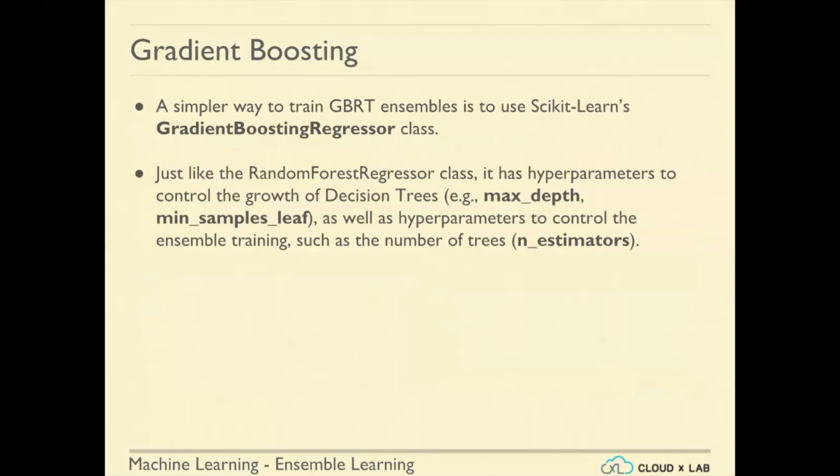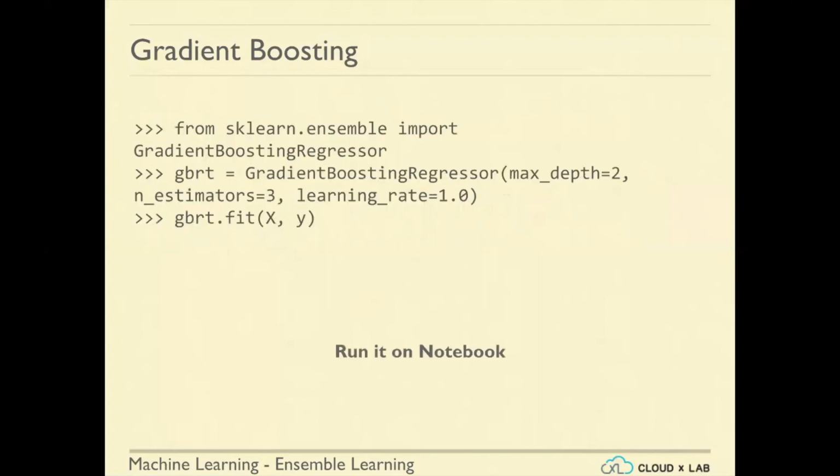Moving ahead, a simpler way to train using this class, just like random forest regressor, its hyperparameters are the same as decision trees. We can specify max depth and min samples, which are the hyperparameters of the decision trees, and we can also control the number of trees that we would want in the sequence by using n_estimators. So here in our case, this is what we actually did. We used max depth 2, number of estimators 3, and learning rate as 1.